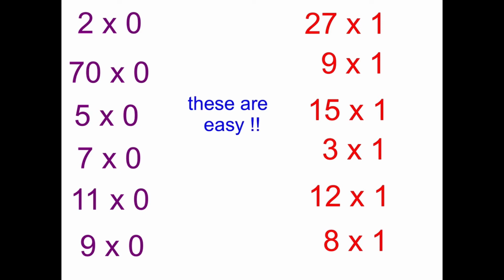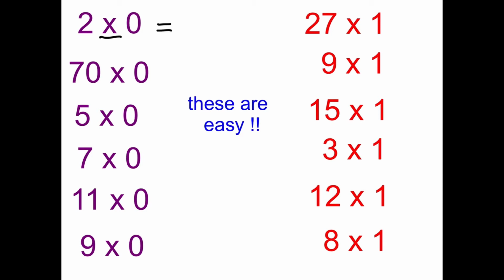Now, it says here, these are easy. Though sometimes when people have tests, the ones that are the easiest manage to trick people and they write some really silly answers. So one side are all times 0 and the other side are all times 1. So I want you to think about what happens when you're timesing something by 0. Remember, times means lots of or sets of.